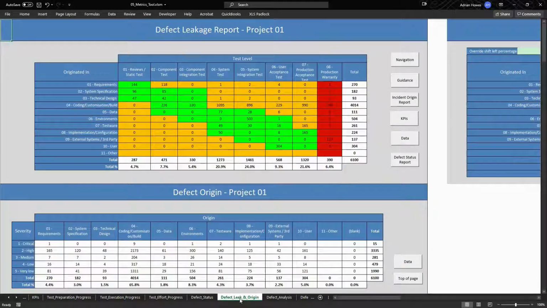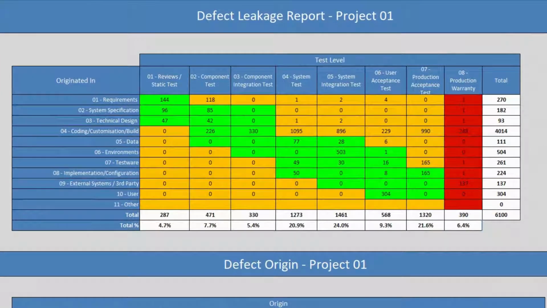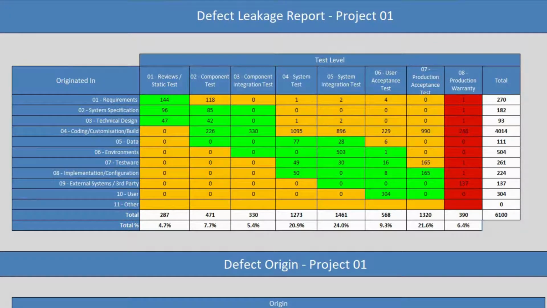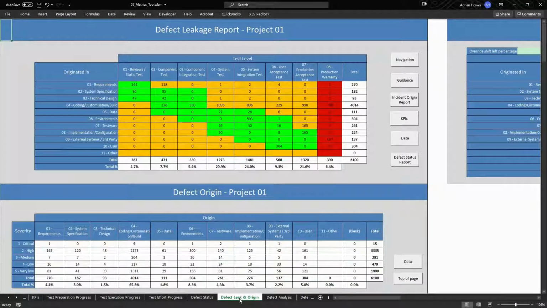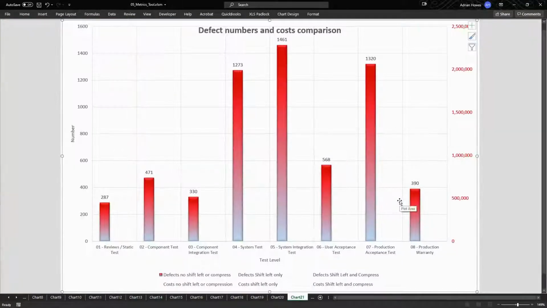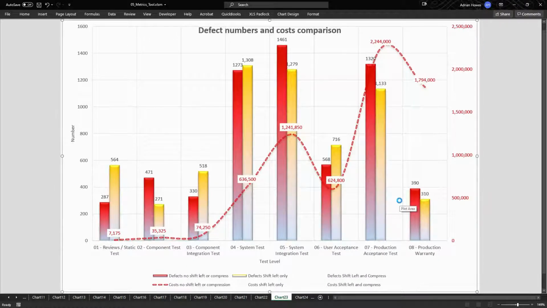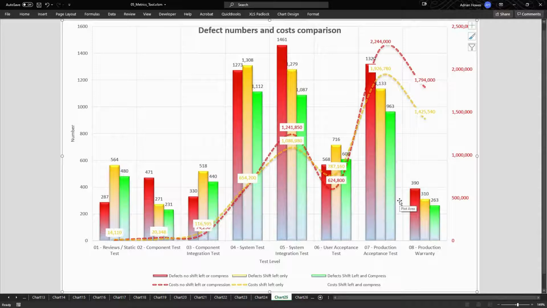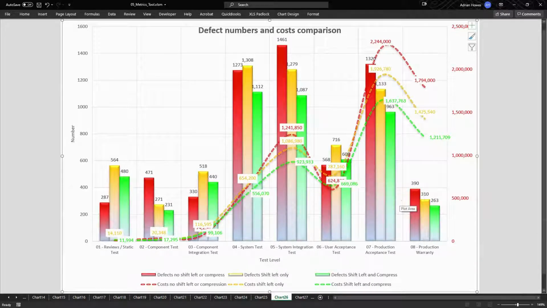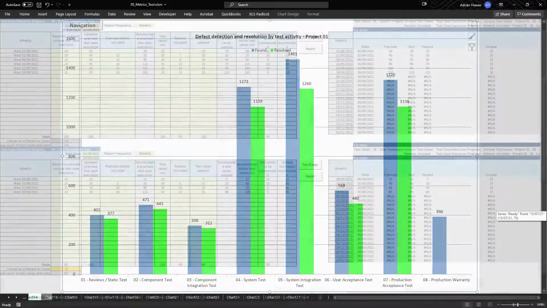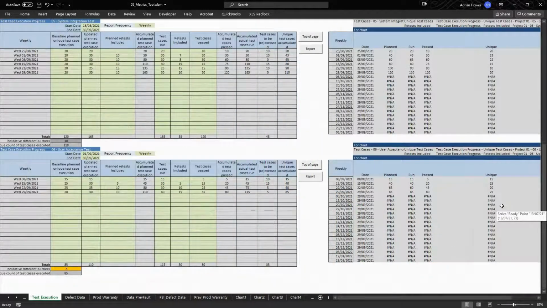One particularly useful report shows defect leakage, comparing the numbers of defects introduced into a product and where they are detected. By entering estimated costs of defect resolution, it's possible to generate reports of the overall cost of poor quality and how this may be reduced by detecting defects earlier in the development lifecycle. All graphical and tabular reports can be copied into daily or weekly test reports or closure documentation.